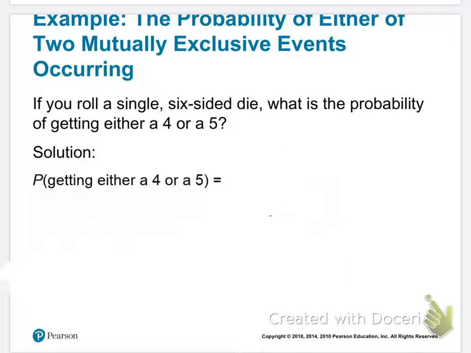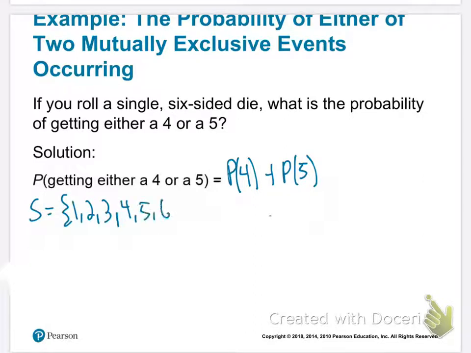Okay, so our first example. If you roll a single six-sided die, what is the probability of getting either a 4 or a 5? That's the same thing as the probability of a 4 plus the probability of rolling a 5. You don't have to write this part out, but the sample space was 1, 2, 3, 4, 5, 6. So the probability of getting a 4 is just 1/6. The probability of getting a 5 is just 1/6. So 1/6 plus 1/6 is 2/6, which you know to be 1/3. So the probability of getting a 4 or a 5 is 1/3, 33.3%.